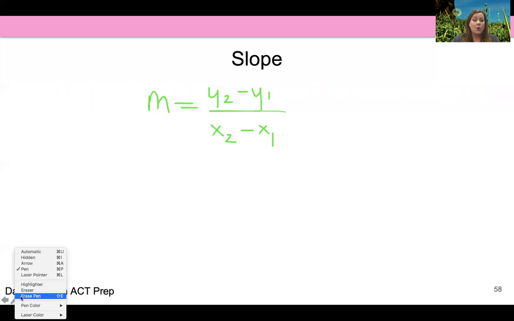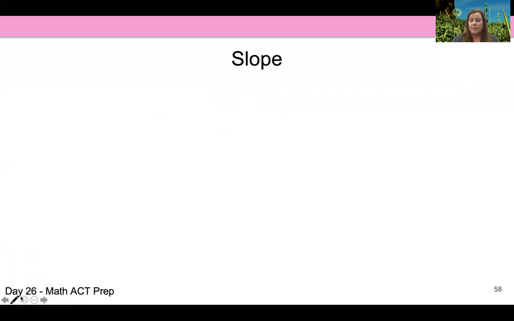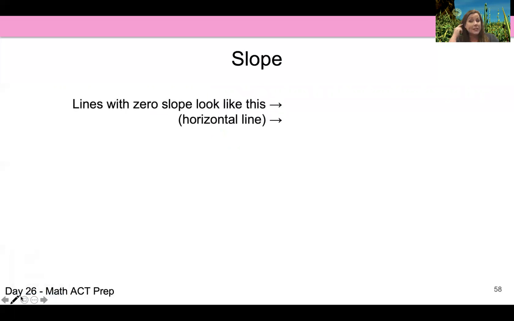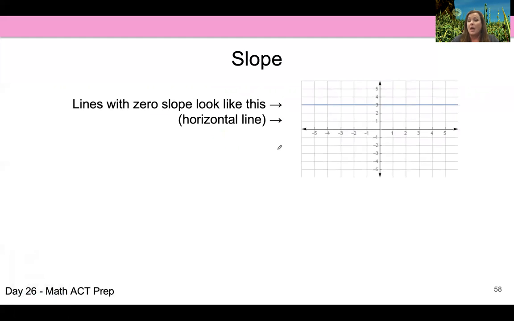Okay, so let's erase the pen. 2 things that you need to know: if you have a horizontal line, that has a 0 slope. I like to remember this. This is a horizontal line. It's like the floor. Can I walk on it? Yes. Yes, it has a slope. Does this have an incline going up or down at all? No, it's at 0. So this line has a slope and it is 0.